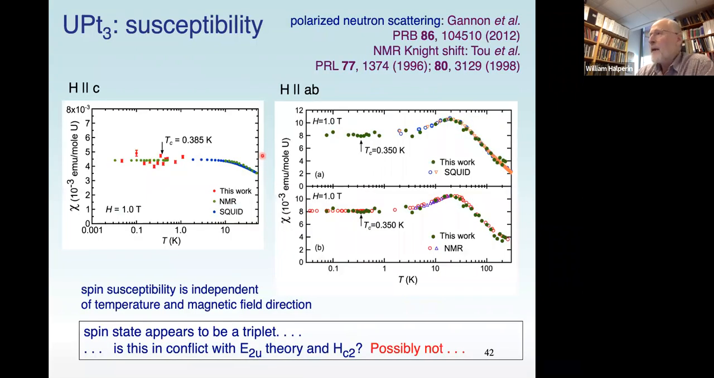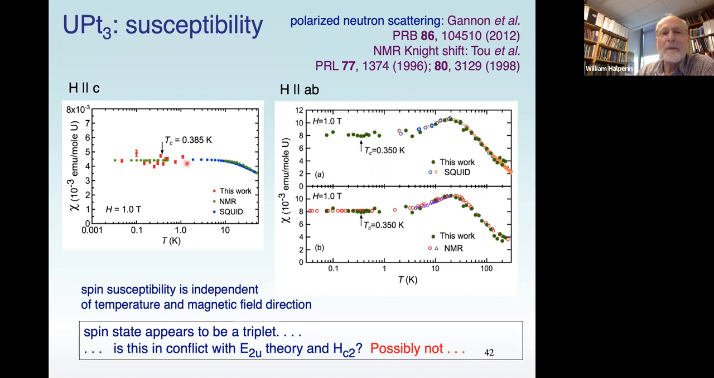Now, this may be the more contentious part of the uranium platinum 3 story, and that is the susceptibility, or the Knight shift. The spin susceptibility can be inferred in part from the spin part of the Knight shift. Here in the work from Tou et al., in two papers, in 96 and 98 PRL, the NMR measurements are plotted here in green, and over here in red. I took this from our paper in 2012, but maybe it could have been better.